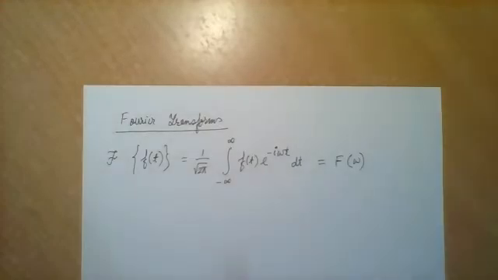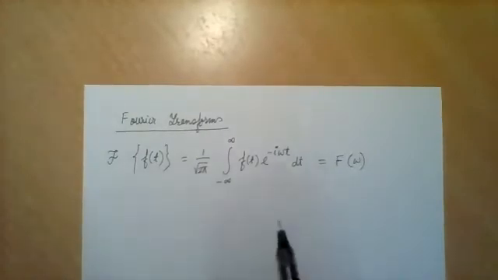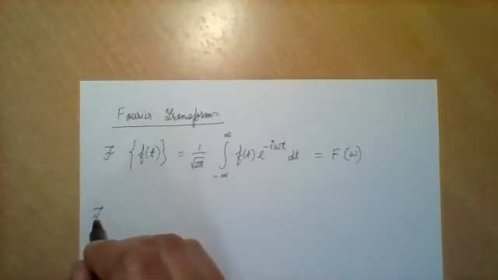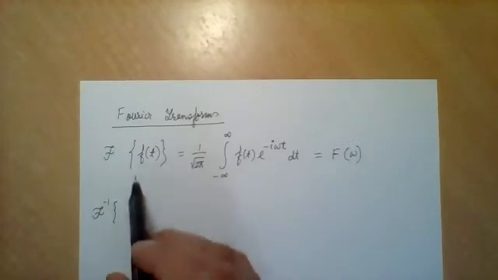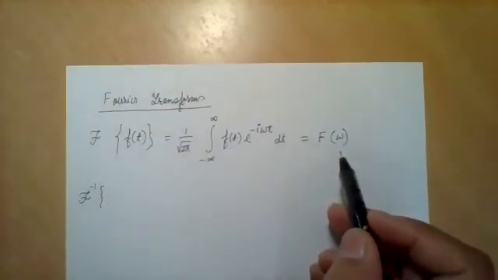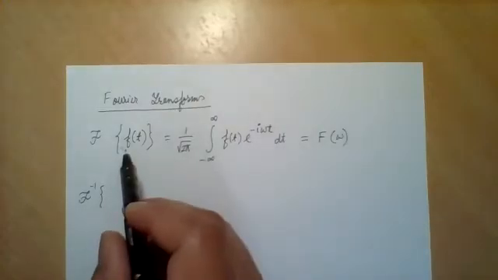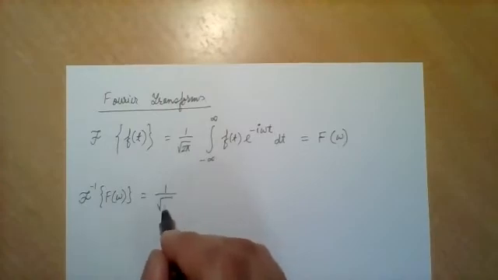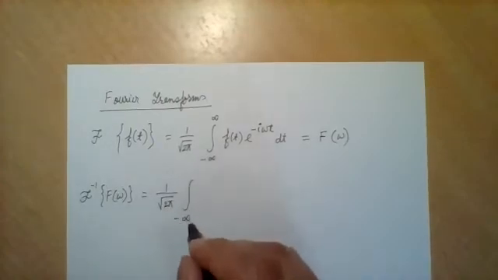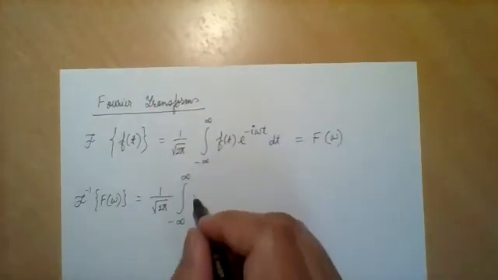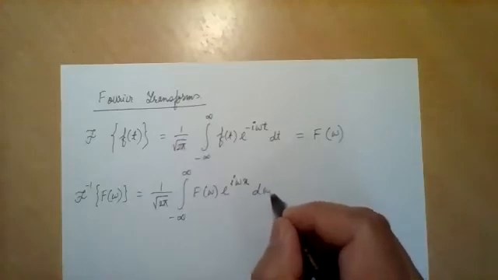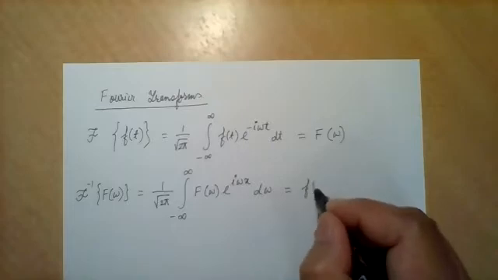Okay, that is fine. So this is the Fourier transform of the function f of t. Now let us define the inverse Fourier transform. If the Fourier transform of f of t is capital F of omega, then the inverse Fourier transform of capital F of omega will be f of t. So inverse Fourier transform of capital F of omega is equal to 1 by root 2 pi integration from minus infinity to plus infinity capital F of omega e to the power I omega x. And now the integration is with respect to d omega, and this is small f of t.